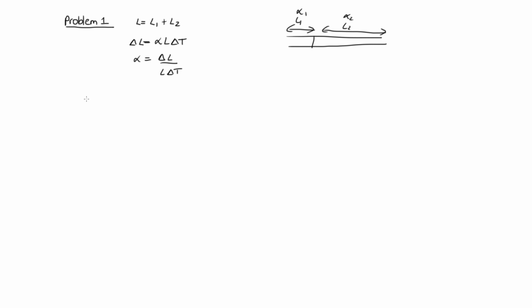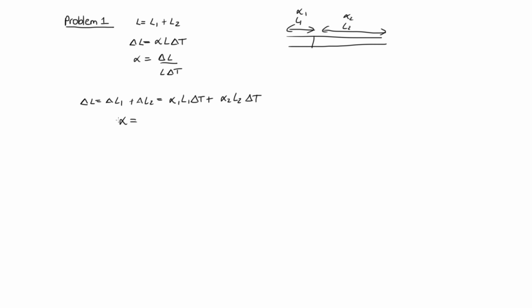So we know that once it changes in temperature, the change in length is going to be equal to the change in length of part 1 plus the change in length of part 2. So this will be alpha 1 times L1 times delta T plus alpha 2 times L2 times delta T. So now we've got an expression for the change in length, which we can substitute into this equation up here.